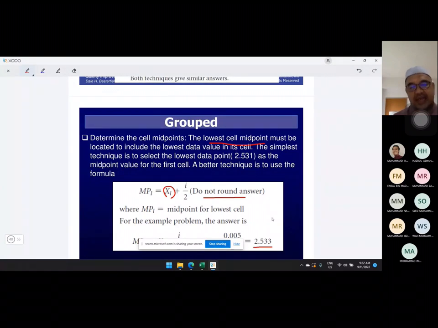But of course we use Excel, we use Minitab. So we just tell the software that we have all these 100 data numbers, and then we want how many cells, and the software would actually work out the histogram for you. But this is just the understanding.